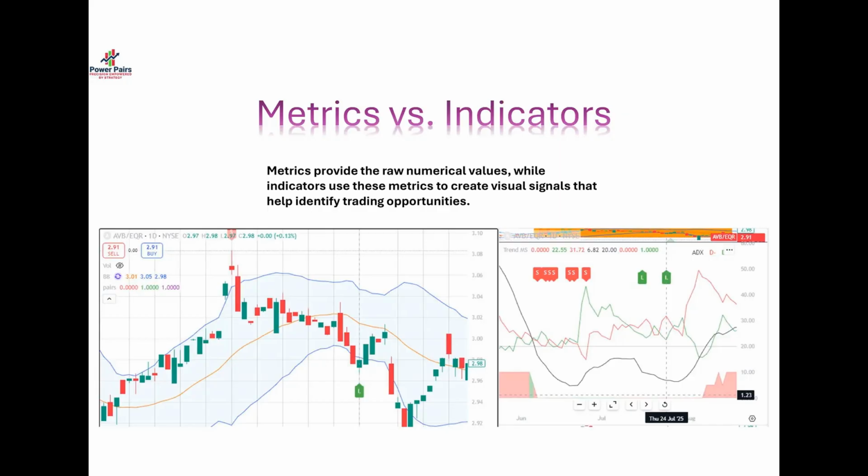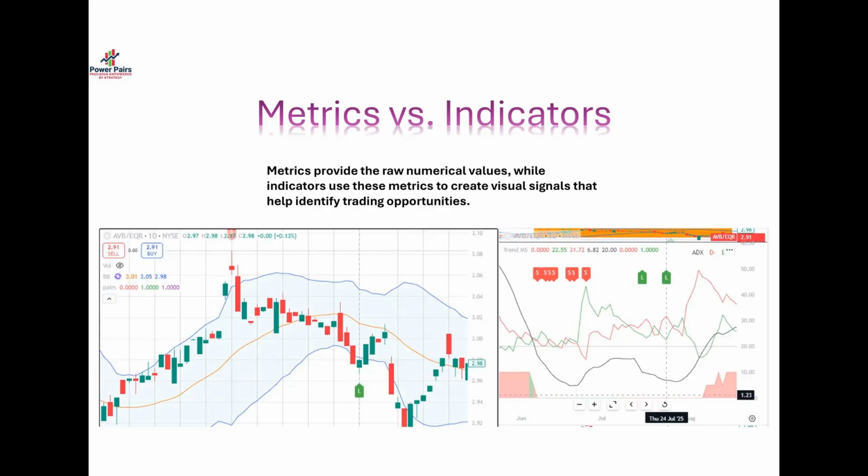Metrics are the numerical values we calculate from price, volume, or statistical relationships. They tell us how strong the correlation is, how far the price moved from the mean, how volatile the pair is, and many other measurements. These numbers can help us evaluate quality and consistency.